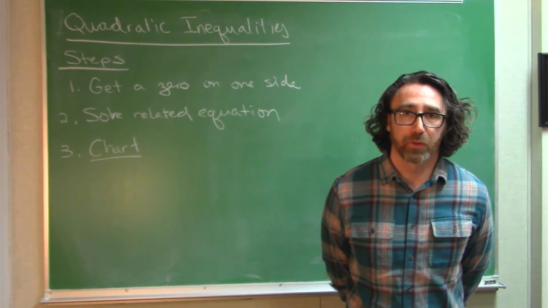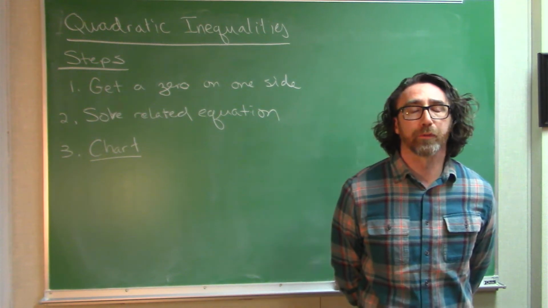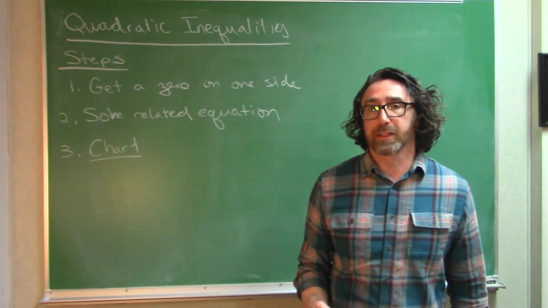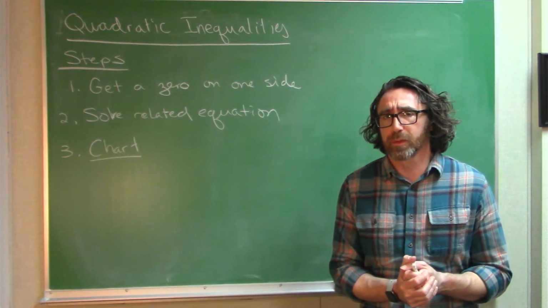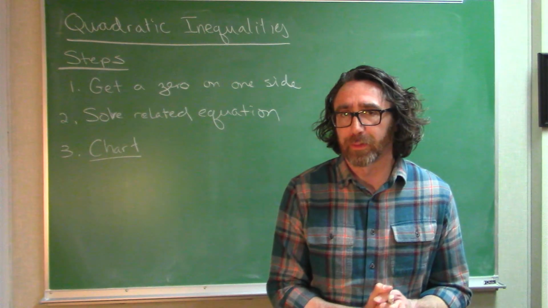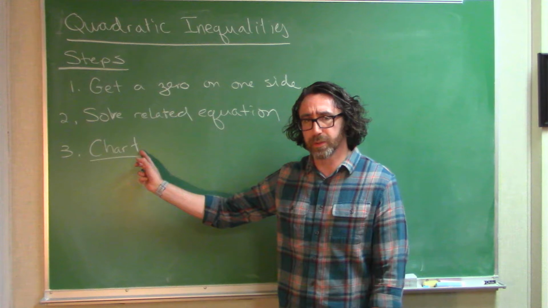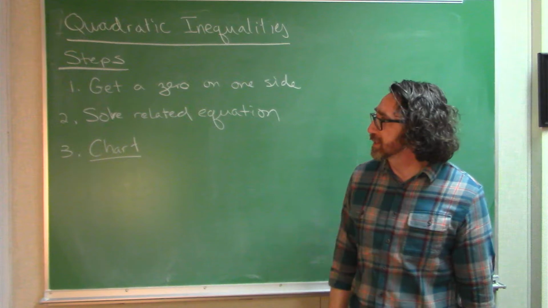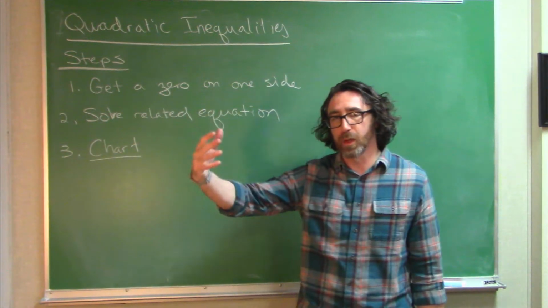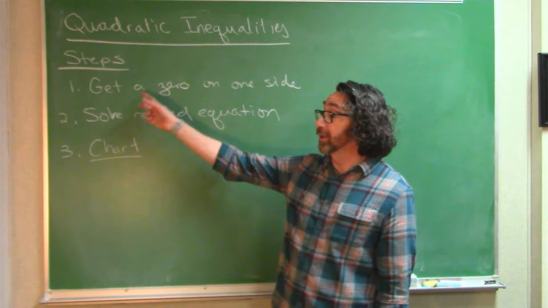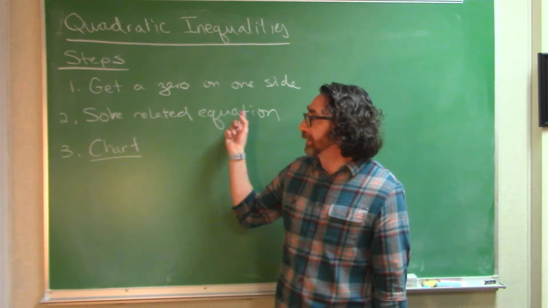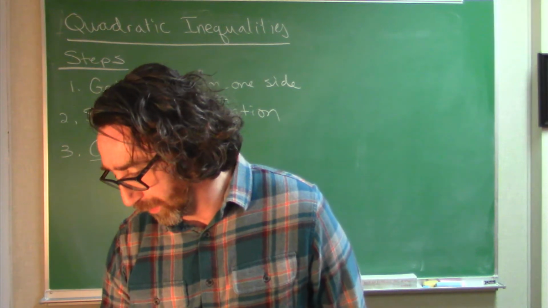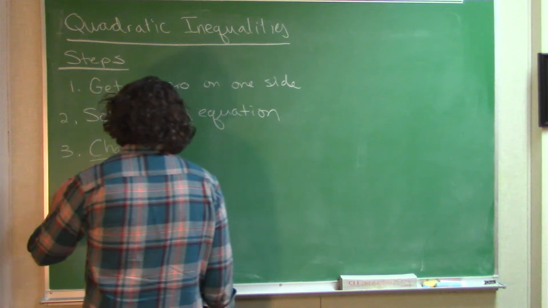In this video, I would like to continue our work with quadratic expressions and discuss quadratic inequalities. Earlier in the course, we had already discussed absolute value inequalities, and we made use of a chart there as well. So we're going to revisit that idea here. So the basic steps when you're presented with a quadratic inequality is get a zero on one side, solve the related equation, and then go and do the chart. So let's go and look at a couple quick examples here.